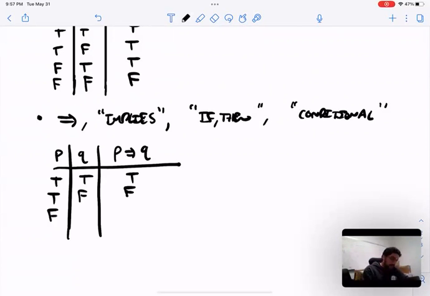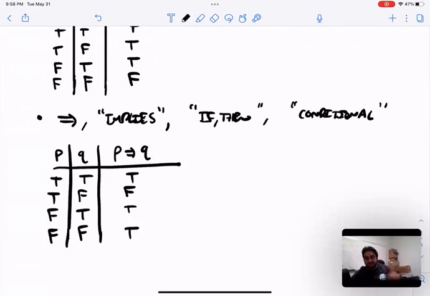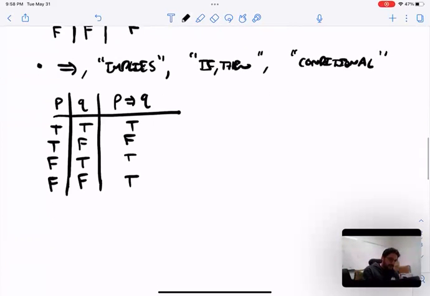If P wasn't true to begin with, then we don't actually really care what Q was because we didn't make any claims about what would happen if P was not true. We're just saying if P, then Q. So if P is false, then it actually doesn't really matter whether Q is true or false. P implies Q is true either way. These are sometimes called vacuously true. Vacuously true, meaning the implication was true, but only because the precondition wasn't present, right?